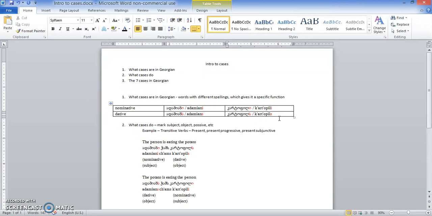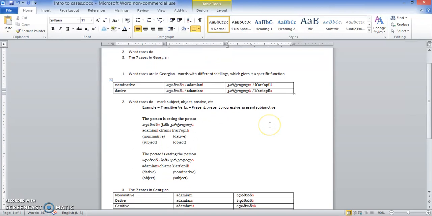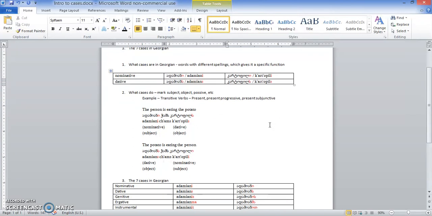Okay. Now, so what do these cases do? Depending on which verb you use, the cases will mark, say, the subject or the object or the indirect object, or that should be possessive. Possessive. Where was I?